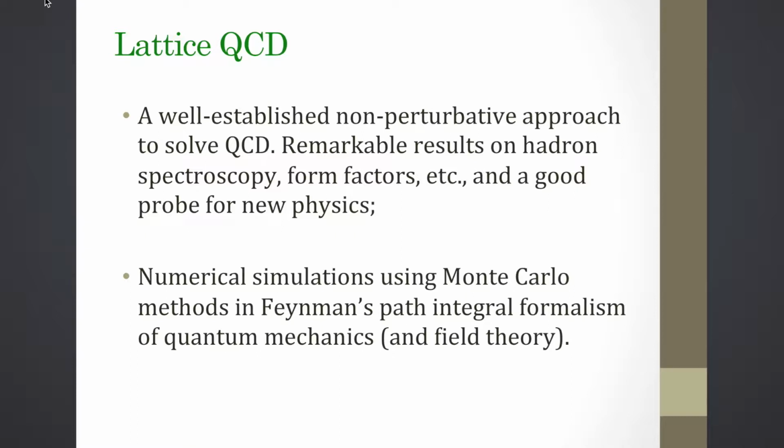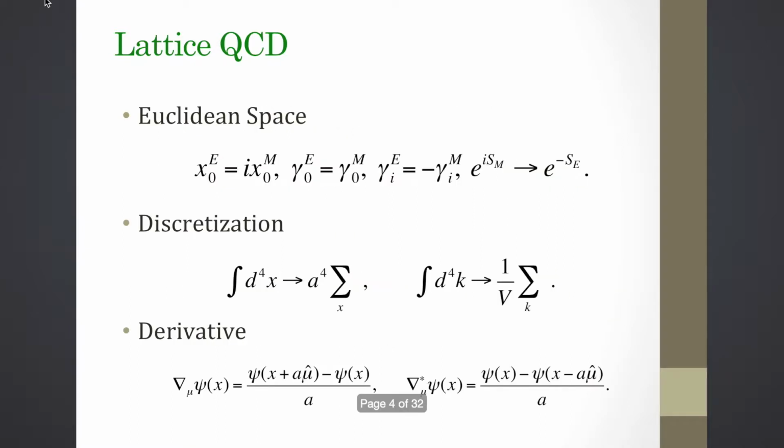The lattice QCD approach is basically a numerical approach. It works within Feynman's path integral formalism and uses Monte Carlo methods to calculate the path integrals. This theory is formulated in Euclidean space, and because the calculations are done on computers, the space has to be discretized. Therefore, the space integral becomes a summation over all lattice sites, while the momentum integrals become a summation over all momentum modes in the first Brillouin zone.